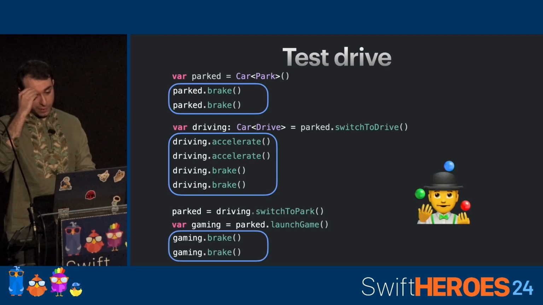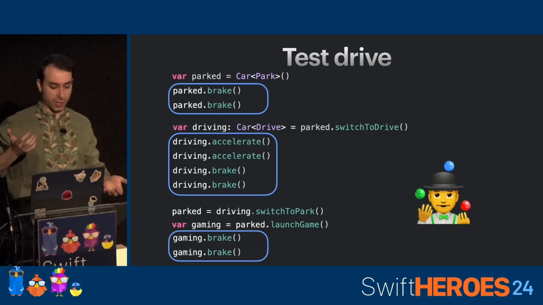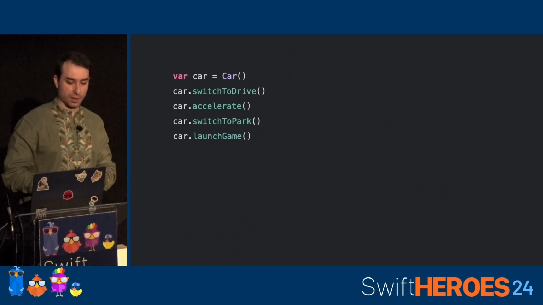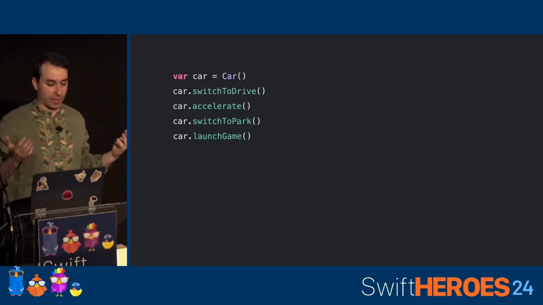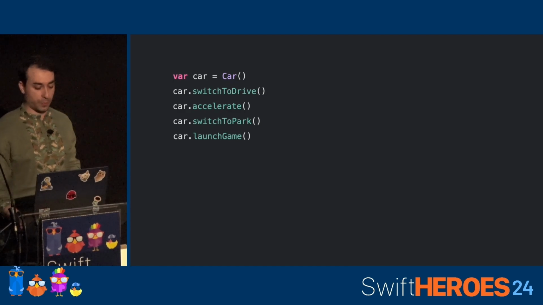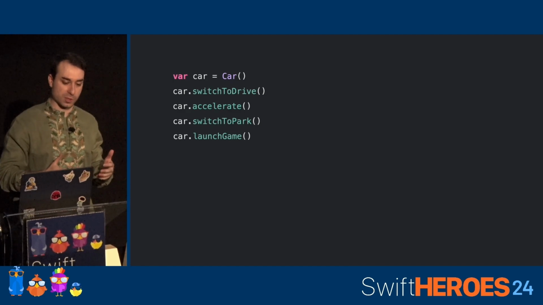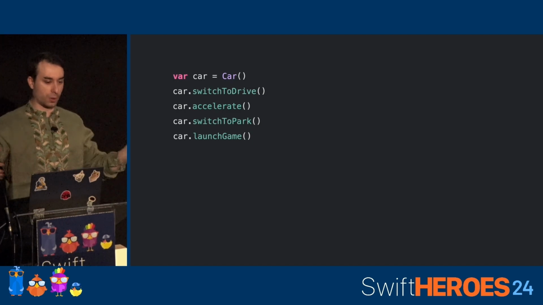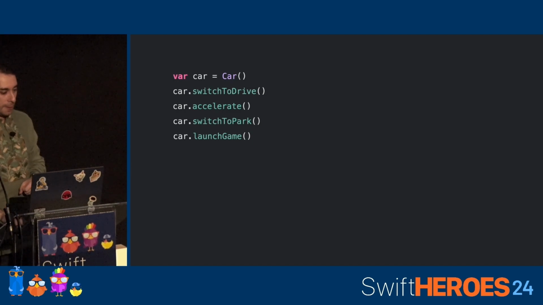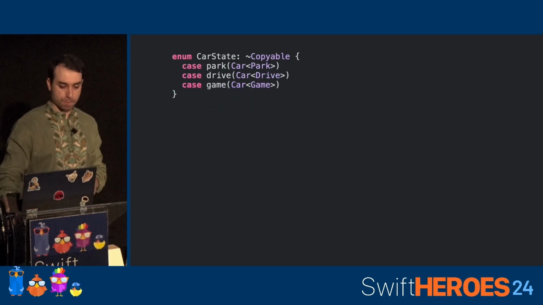Okay, but we still have this problem where we have these 3 variables which we juggle: parked, driving, and gaming. This kind of sucks, because what we want is just a normal API where we have a single variable and we switch between types, right? Essentially we want polymorphism in this sense, meaning a single type on which we call all these different functions rather than different types. So how do we achieve this? We don't need any abstractions like protocols.